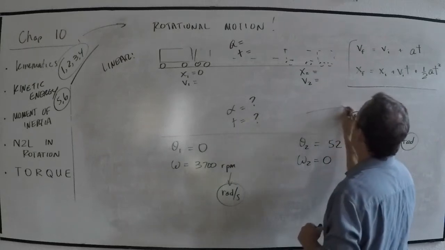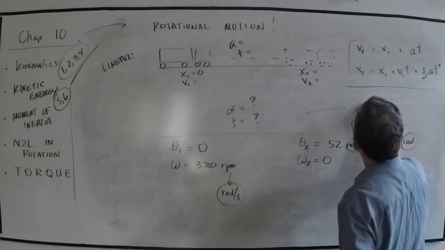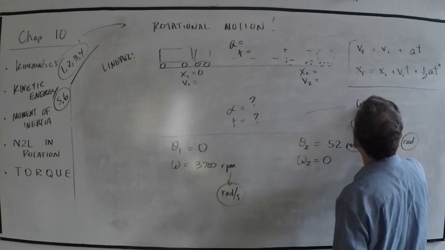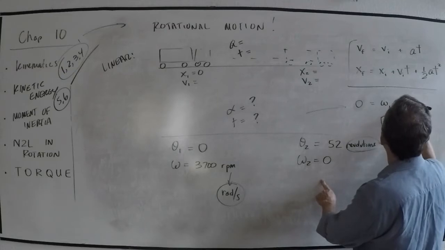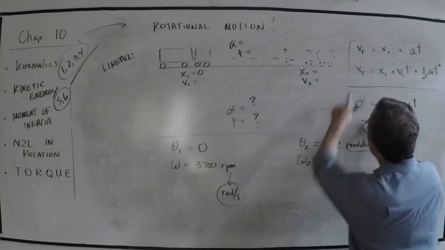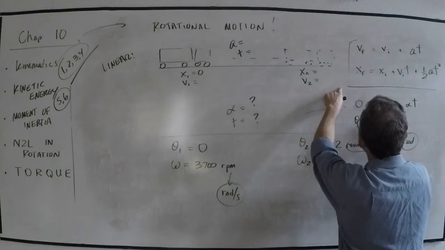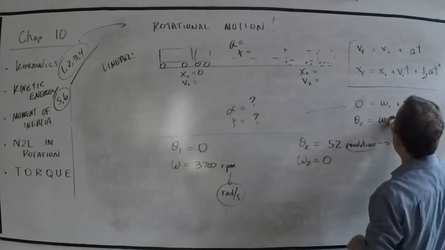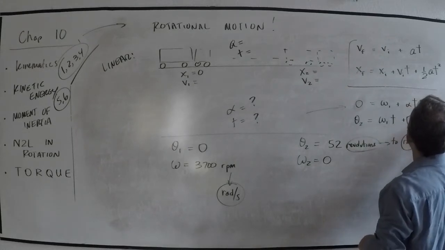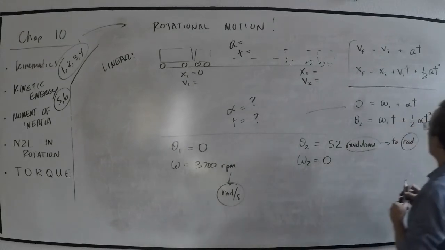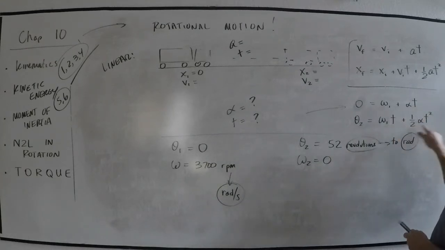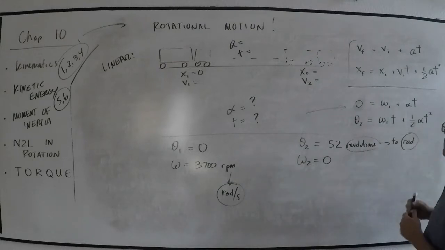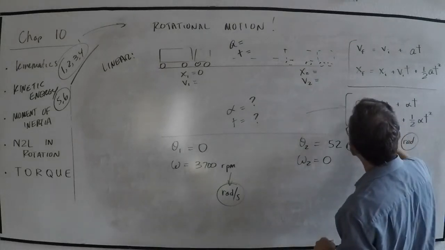If we write our equations, once again, we get V final, which is omega 2, is 0. So we get 0 equals omega 1 plus alpha t. And then we get x final, which is theta 2, is equal to 0. We get omega 1 times t plus 1/2 alpha t squared. Where are your unknowns? Well, your unknowns are alpha and t. So how would we do this? We should make a plan.